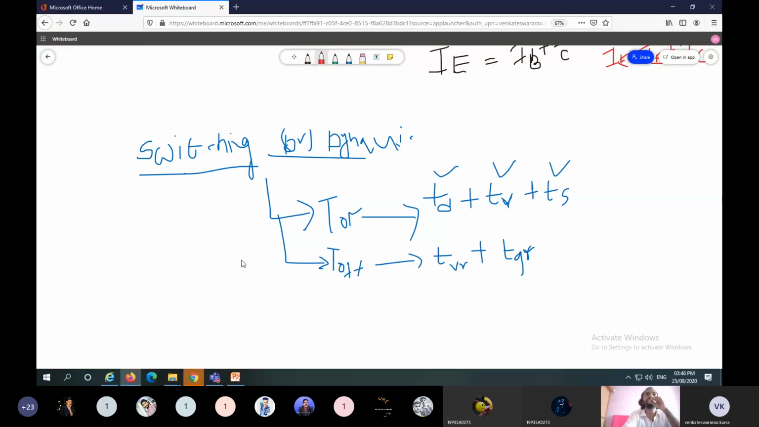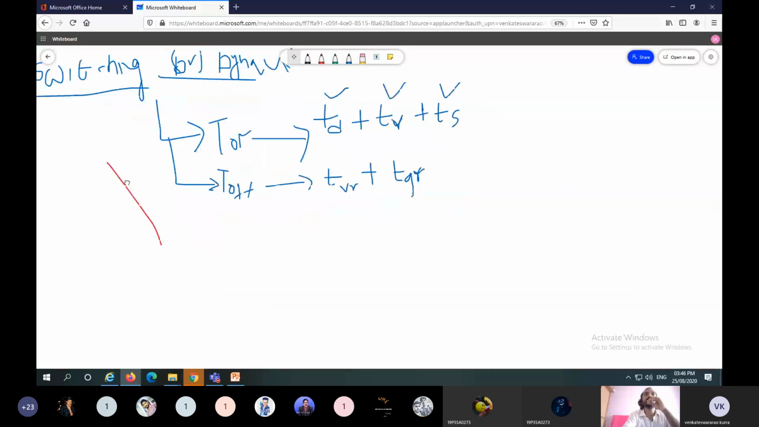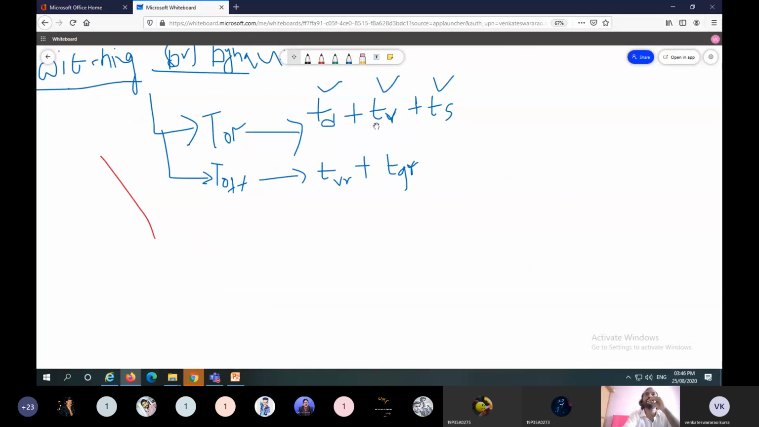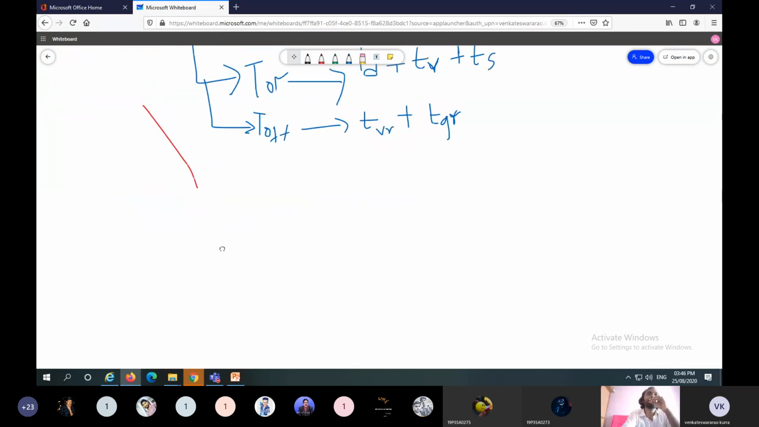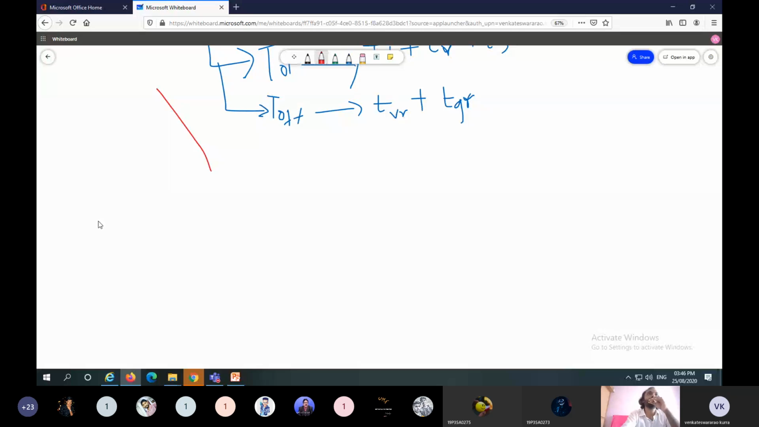First, we check the switching characteristics during turn on. So turn on characteristics: delay time, rise time, and settling time. So here delay time, TD, is defined based on the voltage across the SCR, the current flowing through the SCR, and the gate signal.